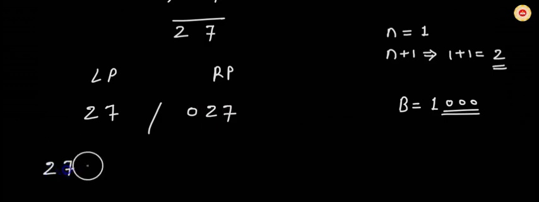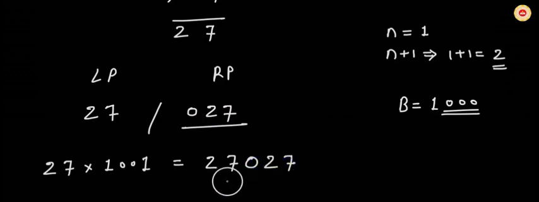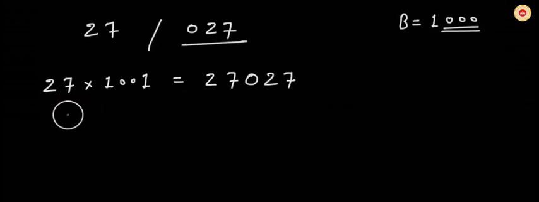Multiplicand is 27. What is the multiplier? 1001, which is equal to. Start writing the answer from the leftmost part. What is the leftmost part? 27. Remove the slash and write the rightmost part. What is the rightmost part? 0 2 7. Our answer is 27,027.